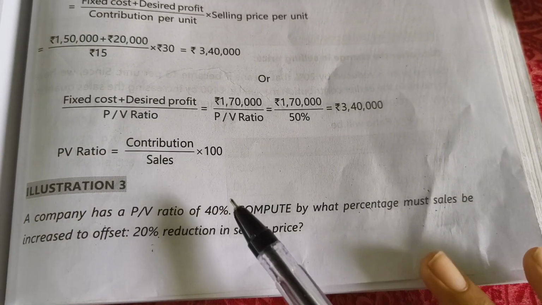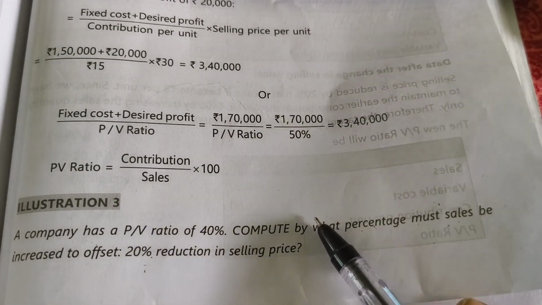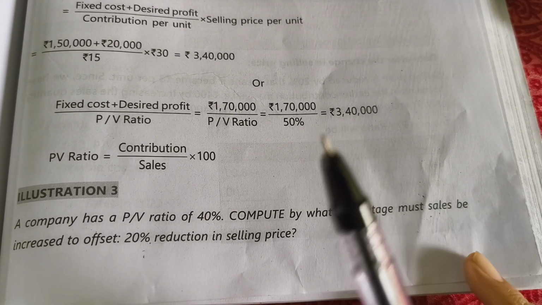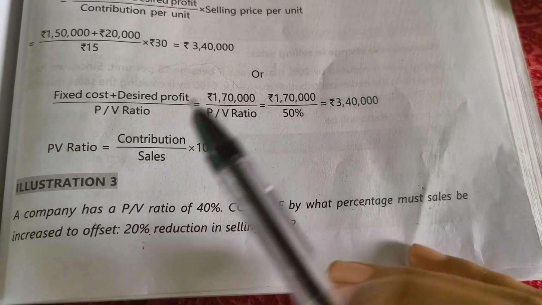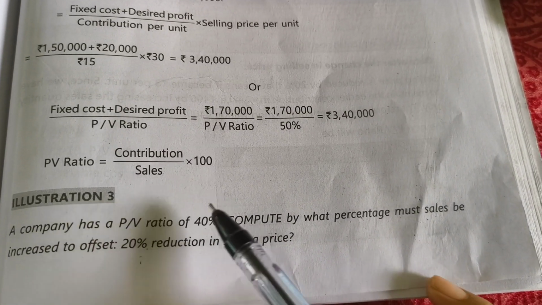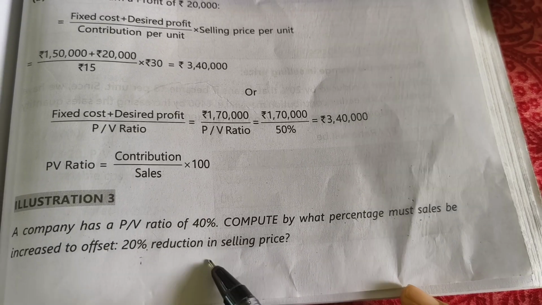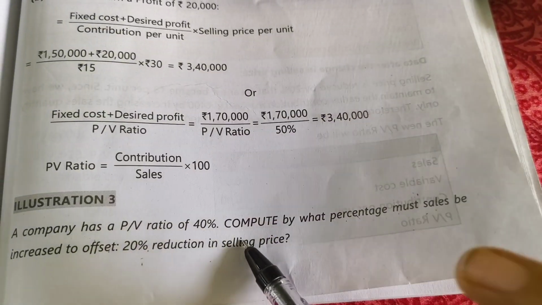A company has a PV ratio of 40%. Compute by what percentage must sales be increased to offset a 20% reduction in selling price. So initially the company's PV ratio is 40%. It has to offset a 20% reduction in selling price, right?